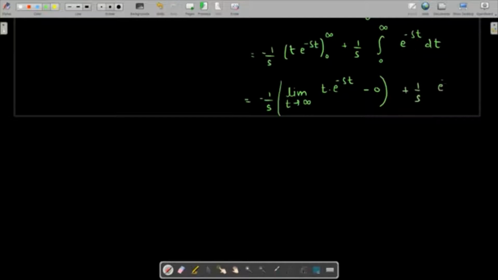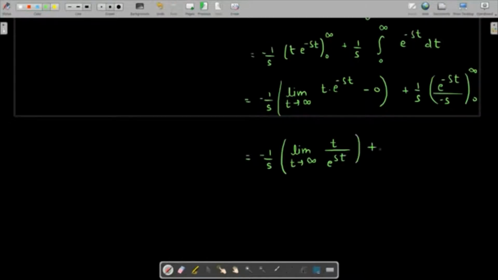Integration of e raised to minus st is e raised to minus st over minus s within the limits of 0 to infinity. Now, we cannot really place the limit, because if we rewrite this, it is t over e raised to st, and if we place the limit, that's infinity over infinity, which is an indeterminate form. So we are going to use L'Hospital's rule over here, and this minus 1 over s comes out, so we have negative 1 over s squared, because this s and s get multiplied.